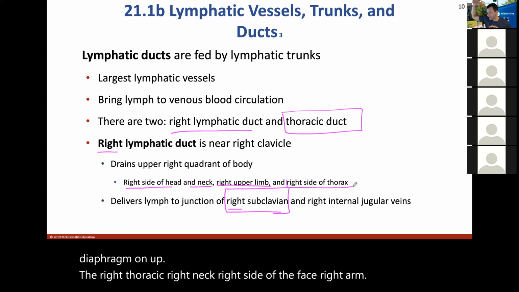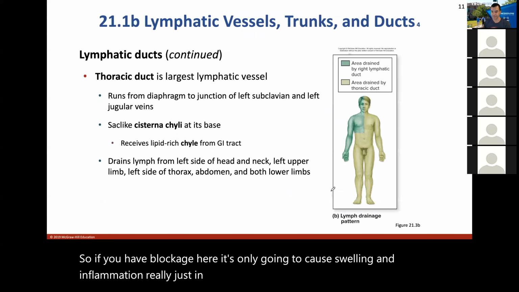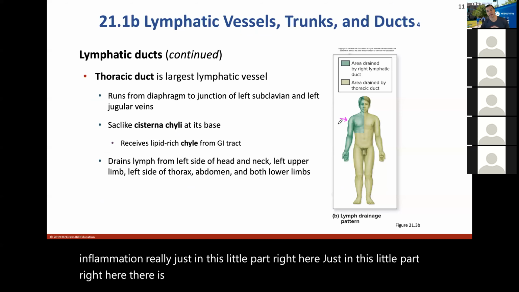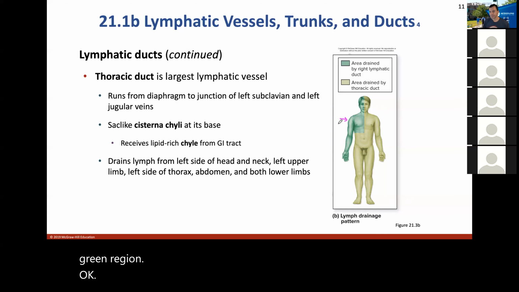So if you have blockage here, it's only going to cause swelling and inflammation really just in this little part right here. There's your right lymphatic duct right there in that highlighted green region. Thoracic duct is everything else. You may potentially see that question on the exam as well.